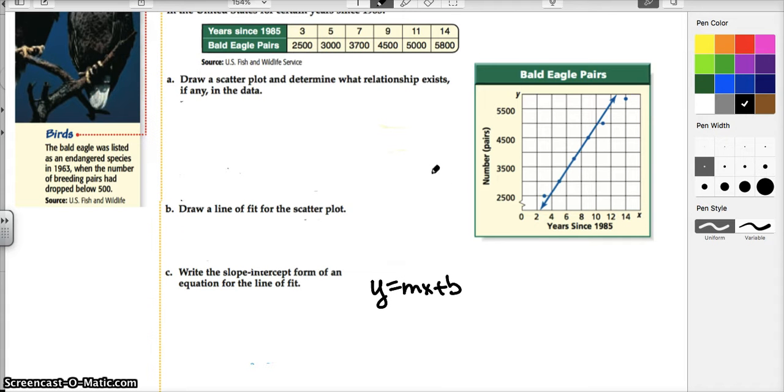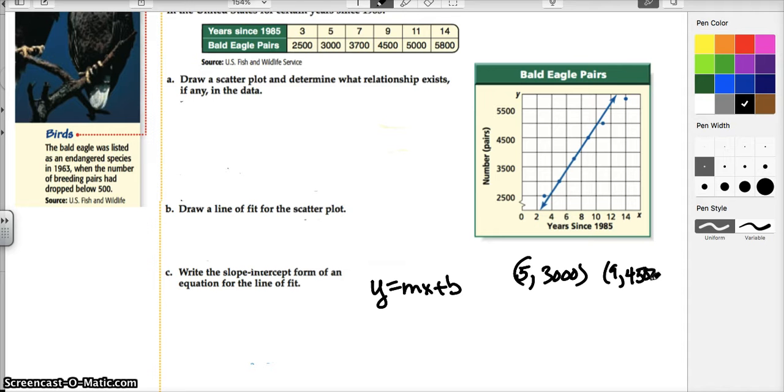And so we knew how to do that given some points. So basically what we're going to do is use a couple of the points. It looks like this line goes through these 3 points here. And so I could use 2 points to determine a line. So I'm going to use these 2 on either side. So the points that I'm going to use would be 5 and 3,000, and the other point I'll use is 9 and 4,500.